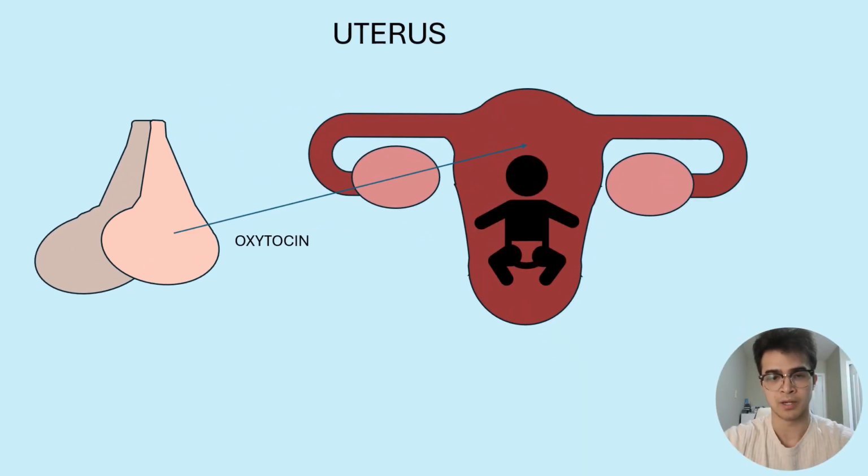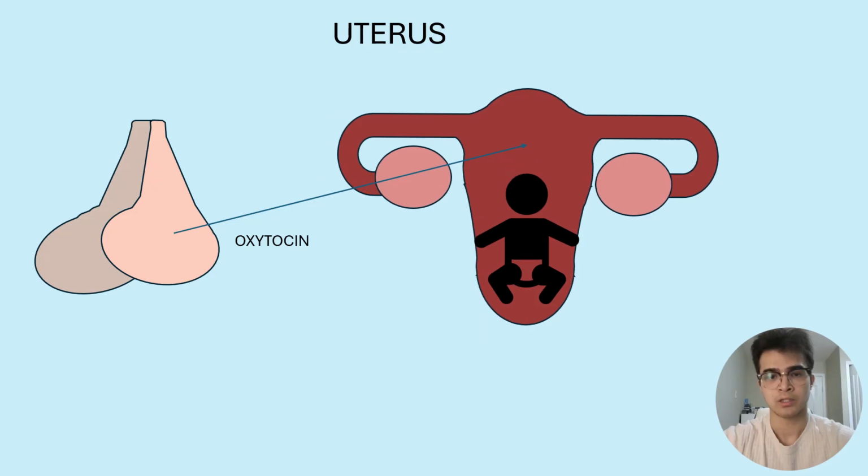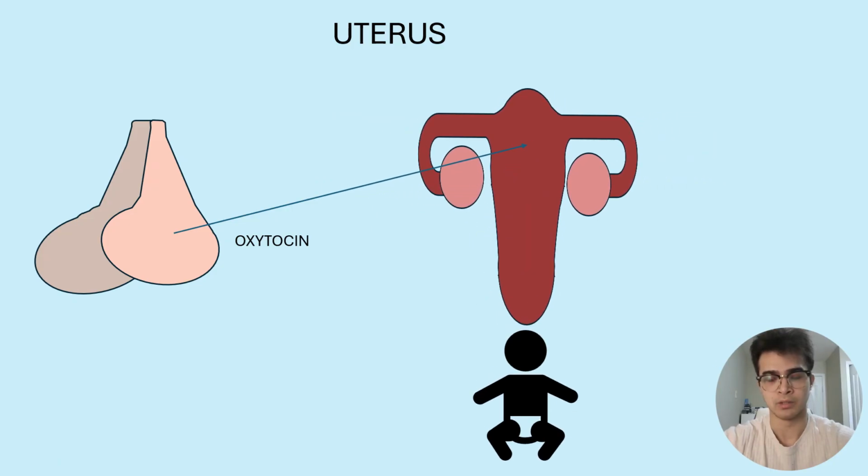Oxytocin is released by the pituitary during childbirth. And what it does is it makes the uterus contract hard enough to push out a baby. It's also released during social bonding as well.